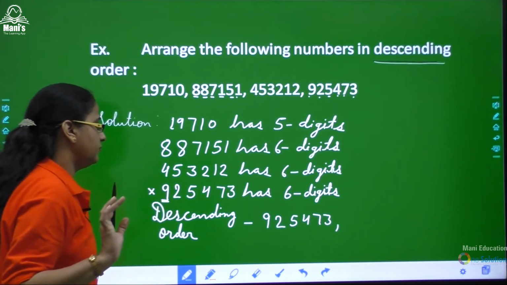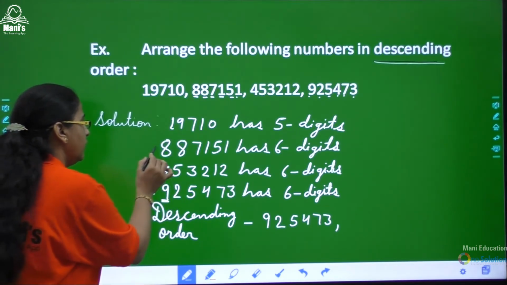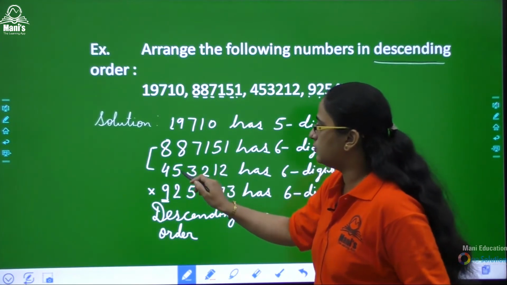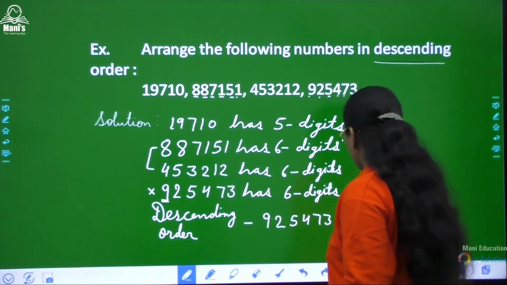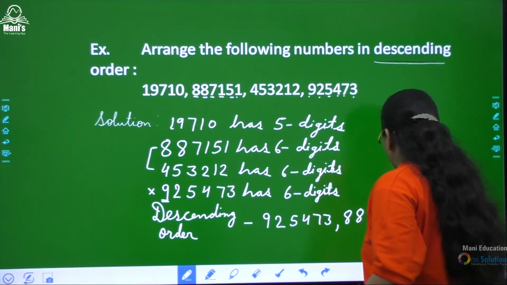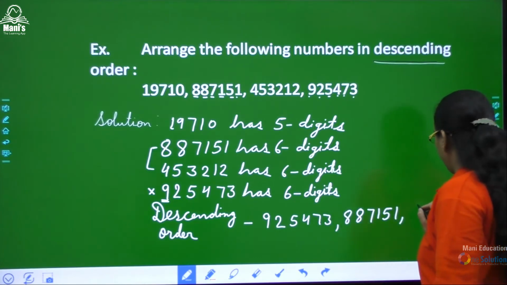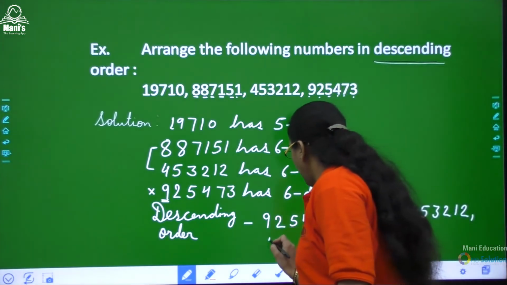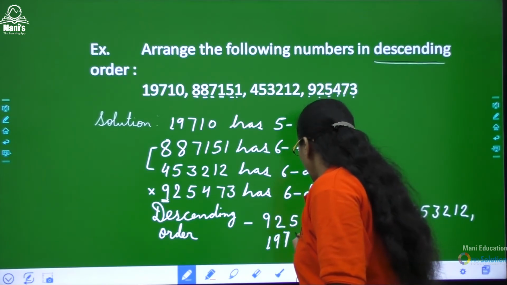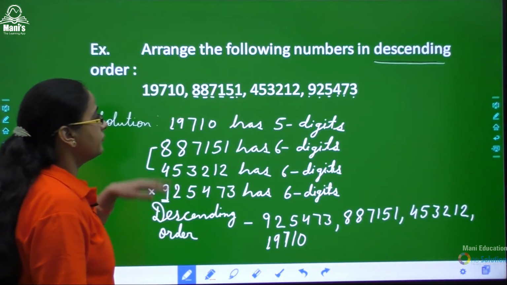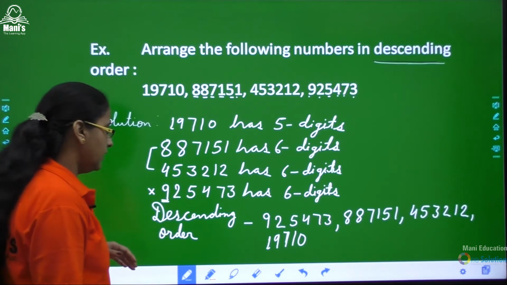Now don't think about this one. Go for the others. Now we compare between these two. As you compare between these two, 8 is more than 4. So the next bigger number would be 887151. Then the next number would be 453212. And the last number is 19710. So we can solve such problems with the help of counting the number of digits. Understood, students?